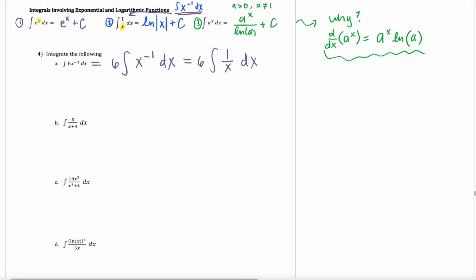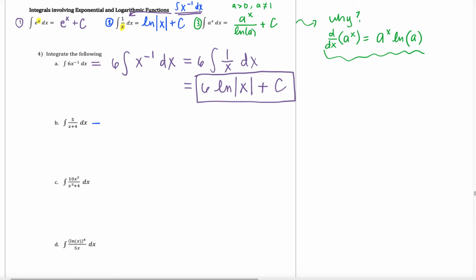Instead, the integral of 1 over x, by definition, is equal to the natural log of the absolute value of x plus c. And in this case, I didn't need to worry about a u-substitution at all, since my denominator here is just a single x. If it were to have been anything else, I would have had to worry about a u-substitution. So let's look at example B. Here we have the integral of 5 over x plus 4 dx.